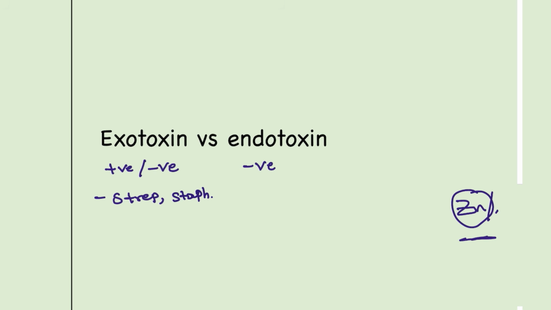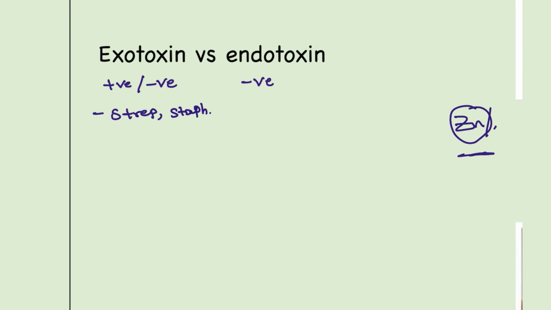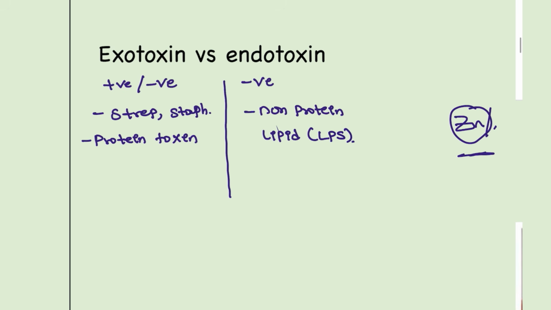Common examples of exotoxins are those produced by strep and staph, and they are protein toxins, whereas the endotoxin is non-protein and mostly consists of lipids, the same as its cell membrane, which contains lipopolysaccharide. Exotoxins are heat labile, and endotoxins of the gram negative are heat stable.